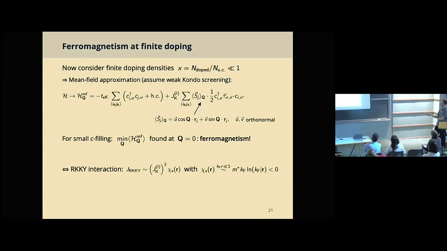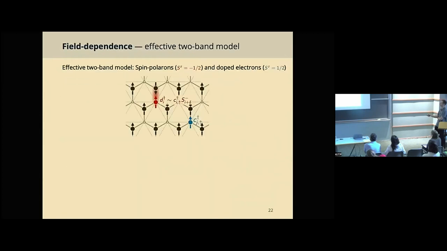If you expand the spin susceptibility for small kF, which corresponds to this weak doping density, so my conduction band basically has extremely small kF, I get this logarithmic component, which is negative for small kF over R. So this is, again, consistent. This is the picture that you should have in mind for this system.